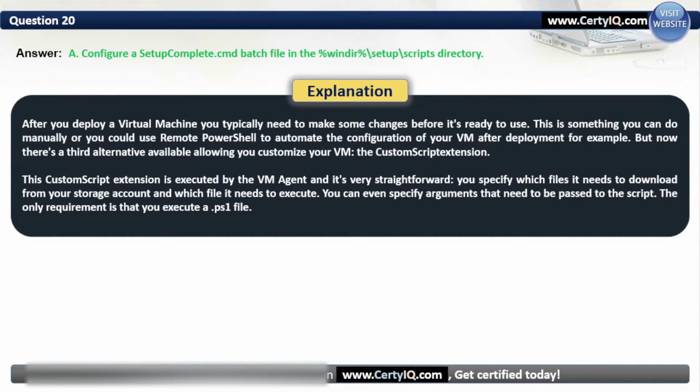After you deploy a virtual machine, you typically need to make some changes before it is ready to use. This is something you can do manually, or you could use remote PowerShell to automate the configuration of your VM after deployment, for example. But now, there is a third alternative available, allowing you to customize your virtual machine: the custom script extension. This custom script extension is executed by the VM agent and it is very straightforward. You specify which files it needs to download from your storage account and which file it needs to execute. You can even specify arguments that need to be passed to the script.